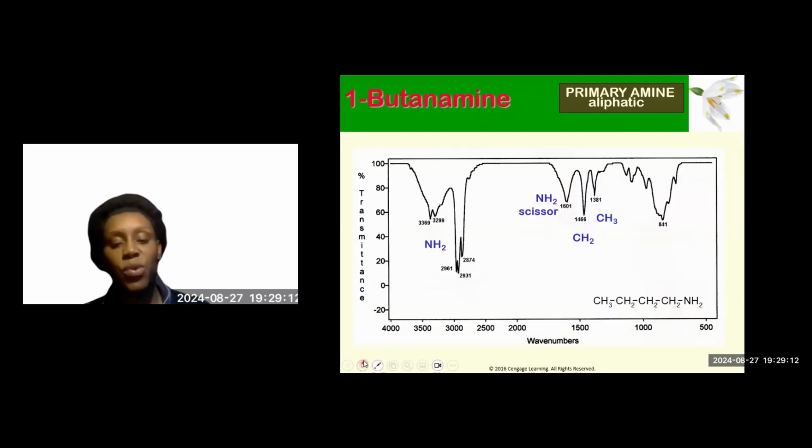So let's look at these in real life. For the first one, notice over here in between the 3,300, and you see this is 3,299. We can round as long as it's in that general area. You see how there are two peaks here, two spikes. That's because it's a primary amine. We also see that the other peaks are all below 3,000. These are some other peaks that are indicative of it, but we're not doing a whole lot there. But this right here is the NH2 scissor bending as well.